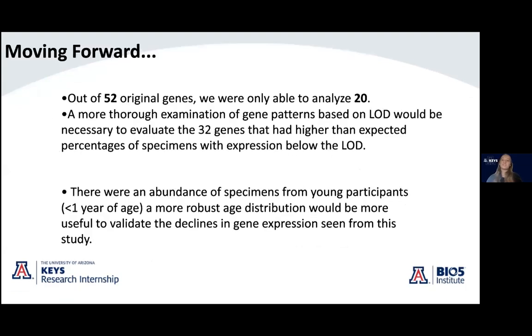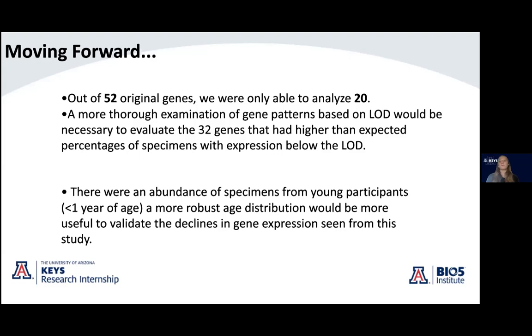So moving forward, there's a lot of work that can be done with our data. Out of the 52 original genes we were studying, we were only able to properly analyze 20 because 32 of those genes had too many values under the limit of detection, and we couldn't use them because of their uncertainty.